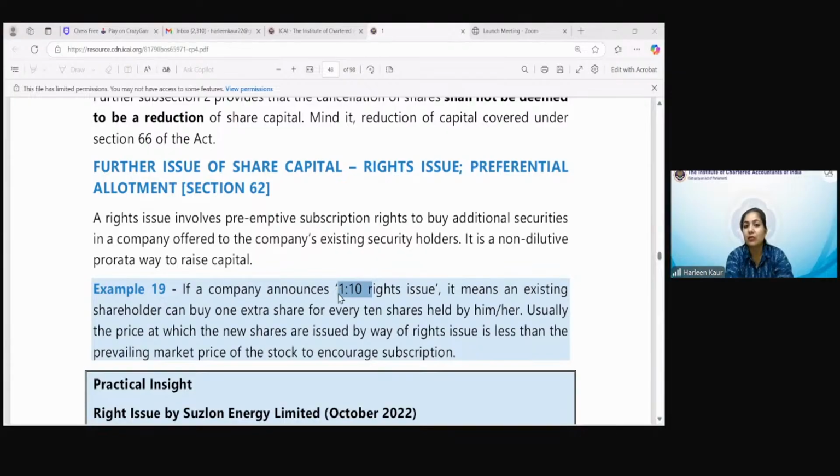So if a company announces the rights issue, the company is deciding how they want to issue the rights. So an existing shareholder can buy 1 extra share for every 10 shares. Usually the price at which the new shares are issued by rights issue is less than the prevailing market price. Now what is this? Now I am the company. I want money. I'm not going to the public. I'm requesting my own existing members, please buy the shares in my company so that I will get money.